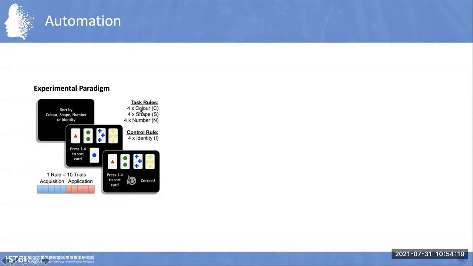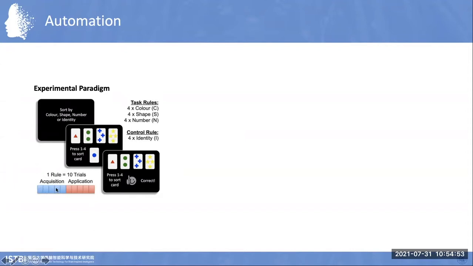So these task rules actually change every 10 trials, and they cover things like color. So if the rule is color, they have to match it with this card. If the rule is shape, they have to match it with this card. And if the rule is number, they have to match it with this card. We also have a control condition in which the card is exactly the same as one of the reference cards. So that doesn't require any kind of rule-based decision-making, but is much more perceptual matching of information.